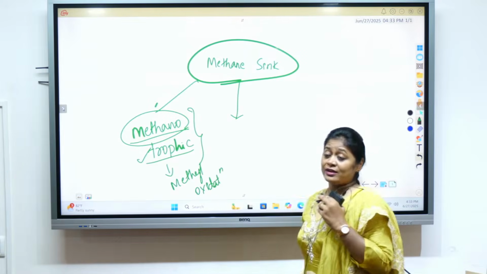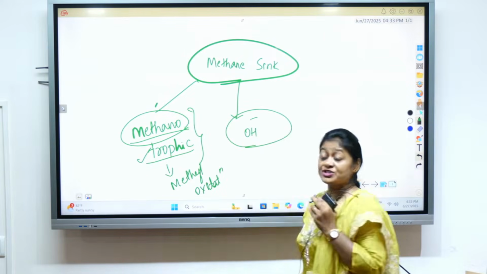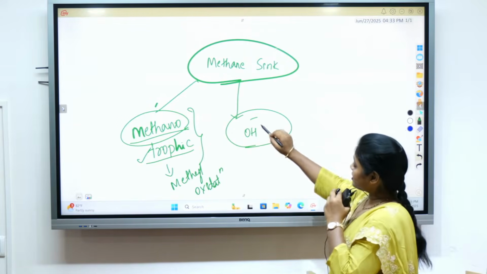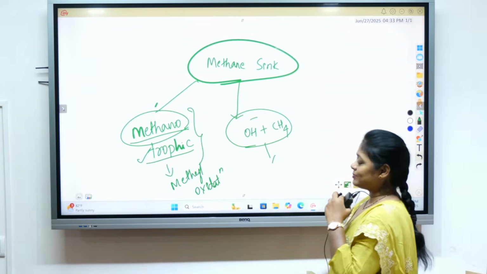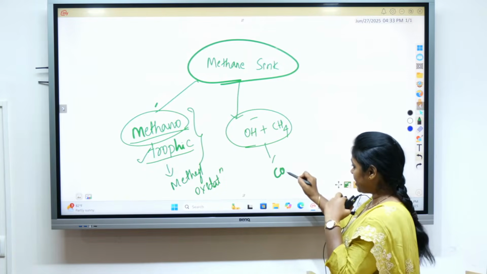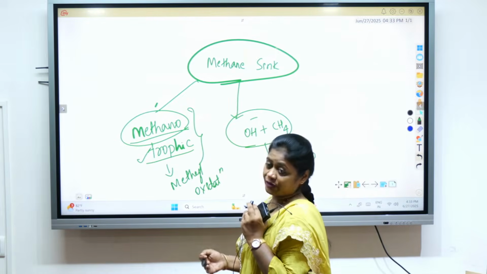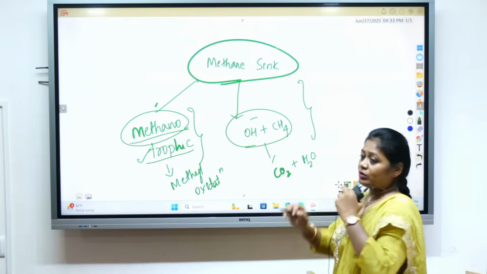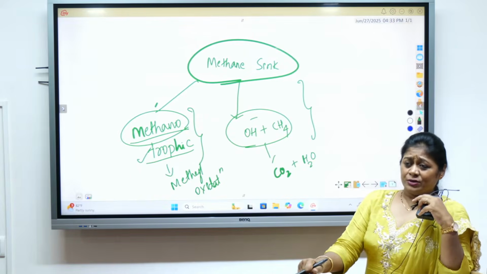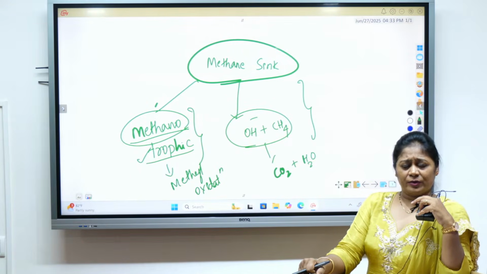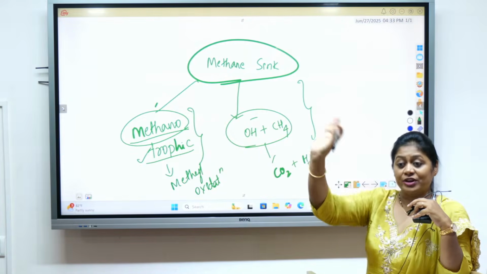The second methane sink is OH radicals. When OH radical is present in the atmosphere, it combines with methane. Again, this methane oxidation takes place, releasing carbon dioxide and water, which cleanses the atmosphere by reducing the amount of methane. Anyway, clathrate is also a methane sink only, unless there is a rise in temperature.